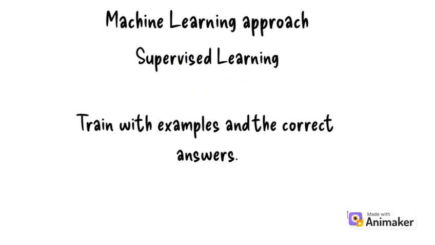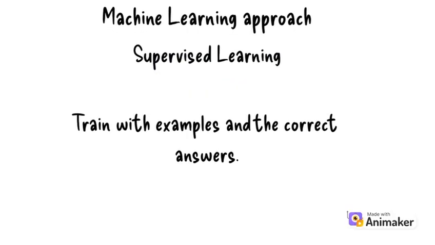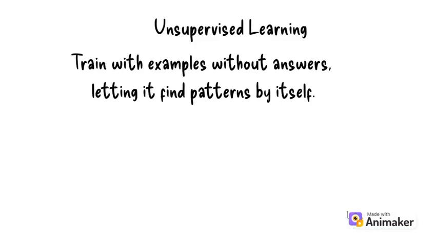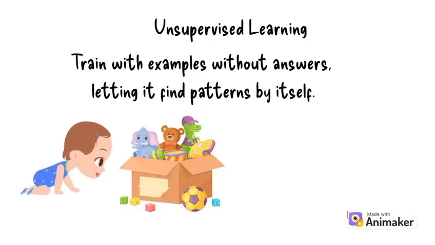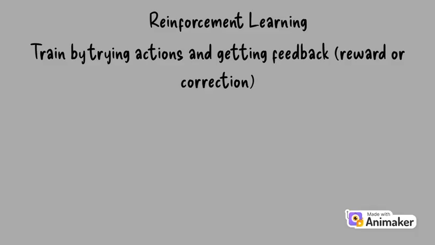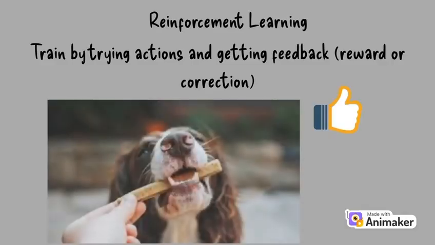On to the next, we have machine learning approaches, which basically discusses how models learn from data. Supervised learning involves training these models with the questions and the correct answers, thereby leaving the model to recognize the pattern. Unsupervised learning involves training the model with just examples and no answers, letting the model find the pattern itself. And we have reinforcement learning, which is training by actions and getting feedback, reward or correction, trial and error method.